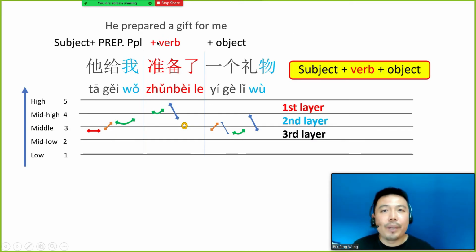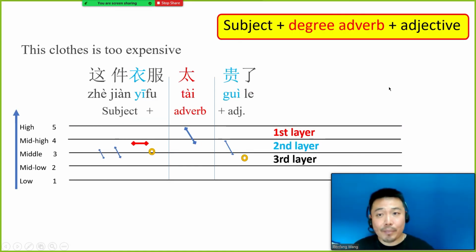The next one, he prepared a gift for me. 他给我准备了一个礼物。他给我准备了一个礼物。准备了, to prepare, is the verb. Goes to the first layer. 我 and 物 are the last pinyin of their chunk. Second layer, the rest third layer. 他给我准备了一个礼物。他给我准备了一个礼物。非常好。More examples. This clothes is too expensive.